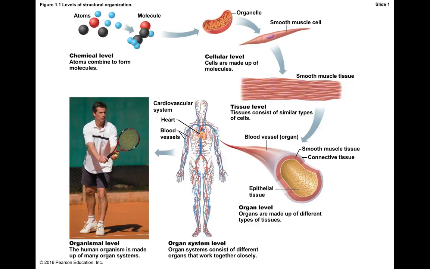Take the blood vessel, combine it with blood, and your heart, which you see, creates your organ system called cardiovascular system. And if we combine all of your systems together and wrap a skin around it, you get your organismal level, which is basically a living, breathing organism.